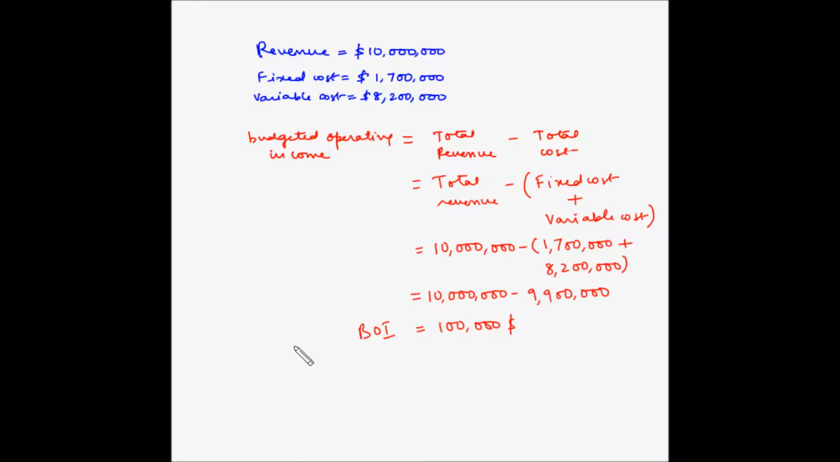Now first we have to find out the impact on this budgeted operating income if there is an increase of 10% in the contribution margin with revenue being constant.